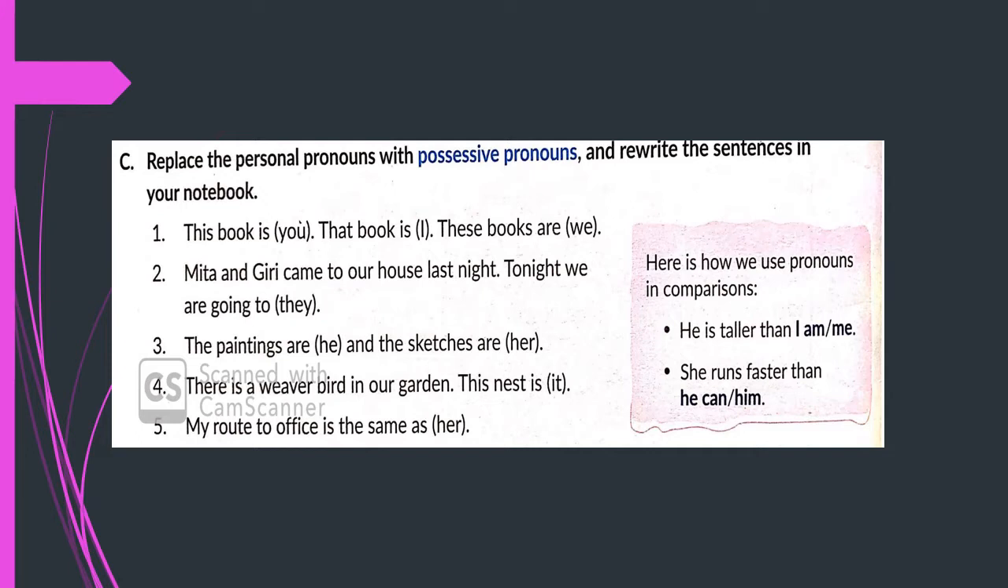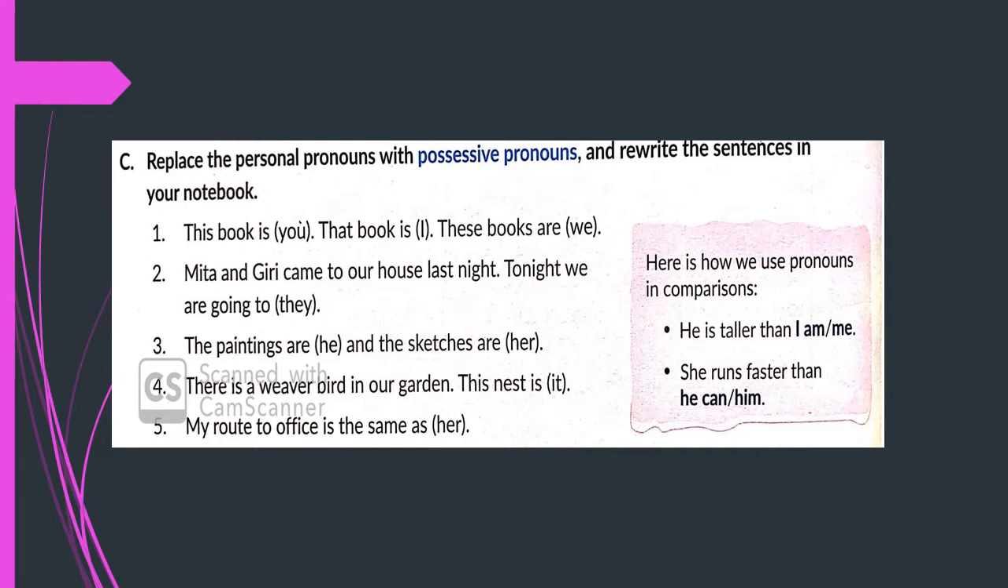That book is, bracket, I. Again, it is a personal pronoun. And what is the possessive pronoun for I? That book is mine. These books are, bracket, we. What is the possessive pronoun for we? That is a personal pronoun. These books are ours.